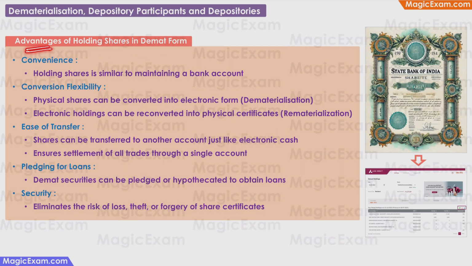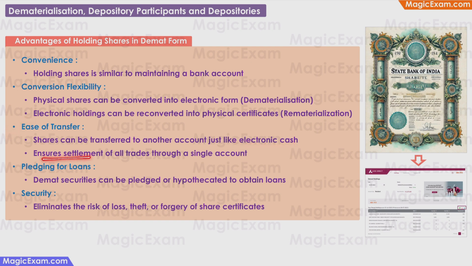What are the advantages of holding shares in Demat form? First is convenience, because holding shares is similar to maintaining an electronic bank account. Conversion flexibility, because physical shares can be converted into electronic form, which is dematerialization, or if required, the electronic holdings can be reconverted into physical certificates, which is called rematerialization. There is ease of transfer, because shares can be transferred to another account just like electronic cash.